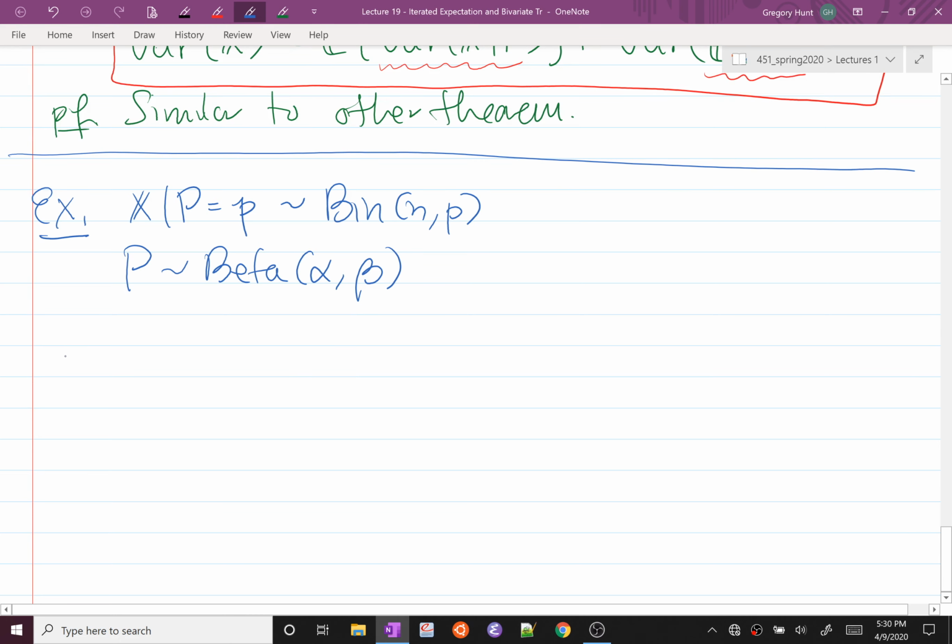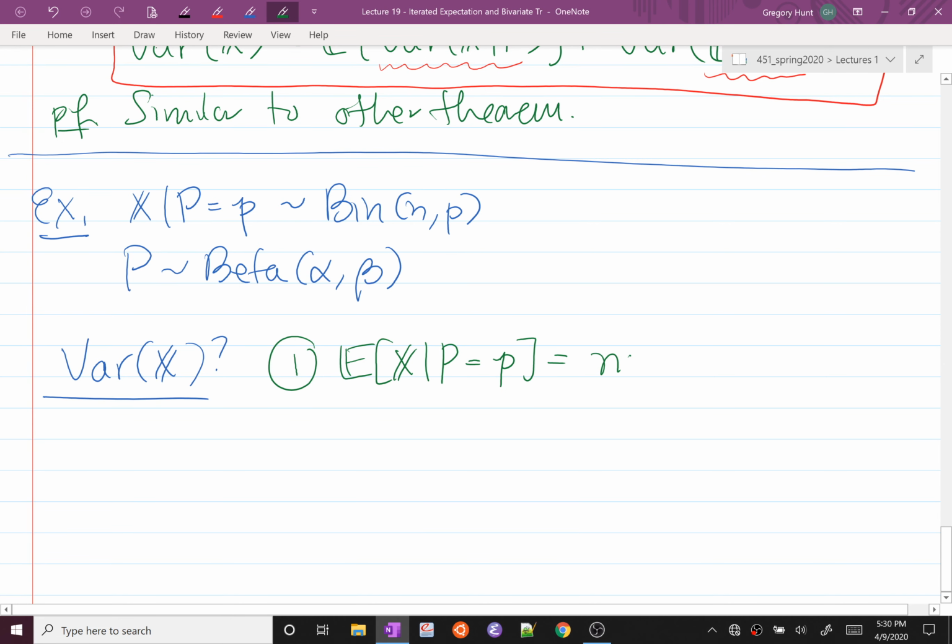We could ask for the variance of x. In this case, we found this expectation. What's the variance? So it's going to be a little bit more involved than the other examples, but not too bad. First, we saw last time that the expected value of x given p is little p is np, and the variance in this case of x given p is little p is just going to be, well, the variance of a binomial np is np times 1 minus p.